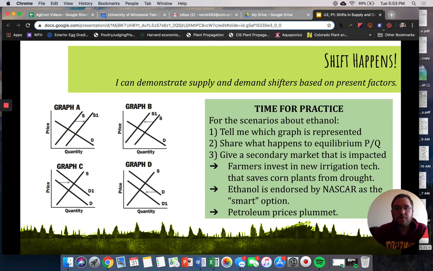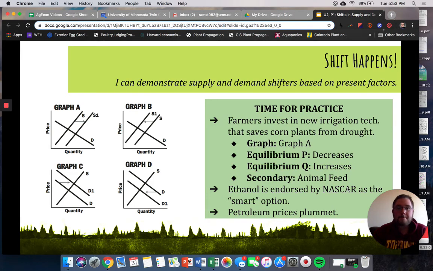Okay, why don't we go through the answers then? First one, farmers invest in new irrigation tech. Graph would be graph A, right? The supply is going to increase because there's new technology we're better able to produce. The prices are going to decrease and the quantity is going to increase. And a secondary market that could be impacted is animal feed. Okay, so if we are producing more corn, therefore we will be able to produce more animal feed and sell that directly to the farmers.